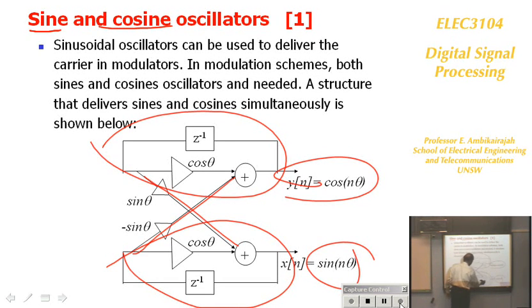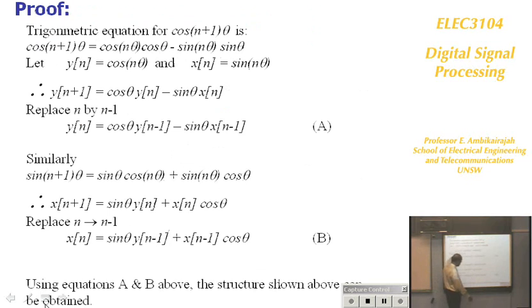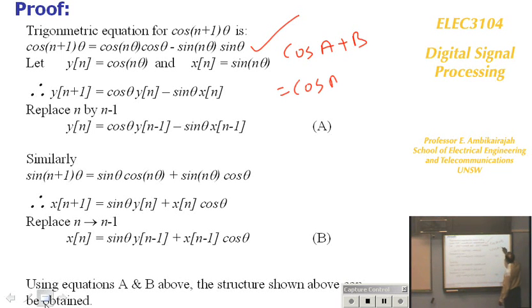So how did I derive this particular equation? How do I know this is what gives simultaneously the cosine and sine waveform? Well, we have to derive the equation to show this is possible. So we go to the next slide, where we start with a trigonometric equation. Cos(A plus B) is equal to cos A cos B minus sin A sin B. You've done that? That's the trigonometric equation I'm using.